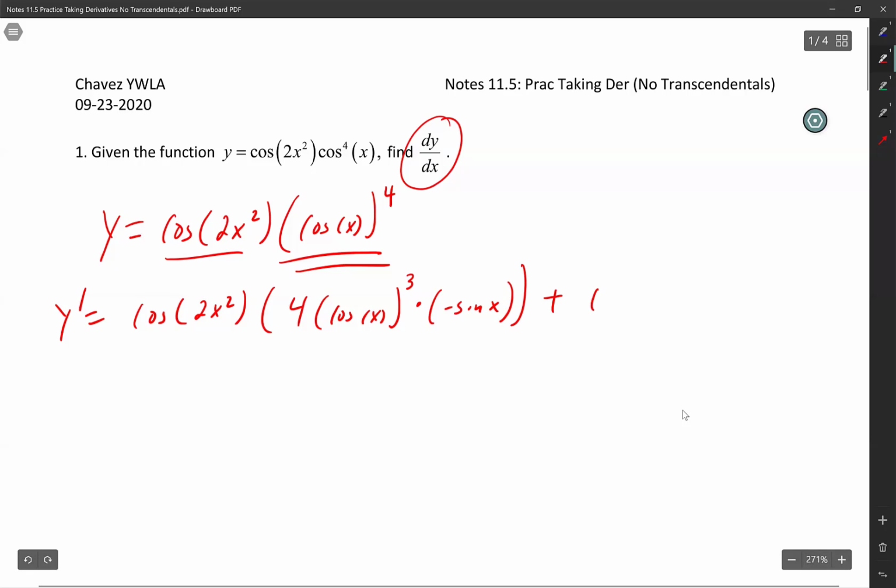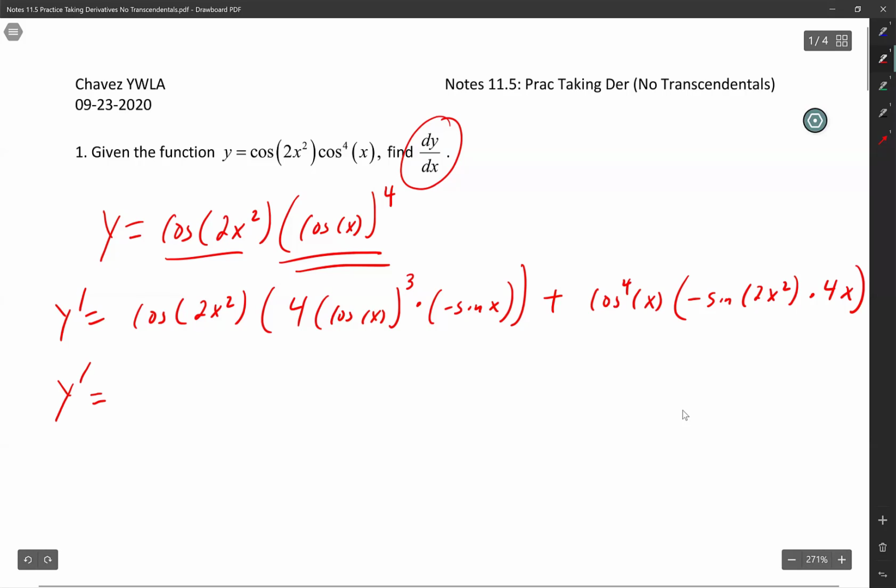Plus second, that's just cosine of the 4th, times derivative of the first. The derivative of cosine is a negative sine. Put 2x squared, but chain rule, times 4x. Did you guys get it like that? From there, you can make it a little simplified.